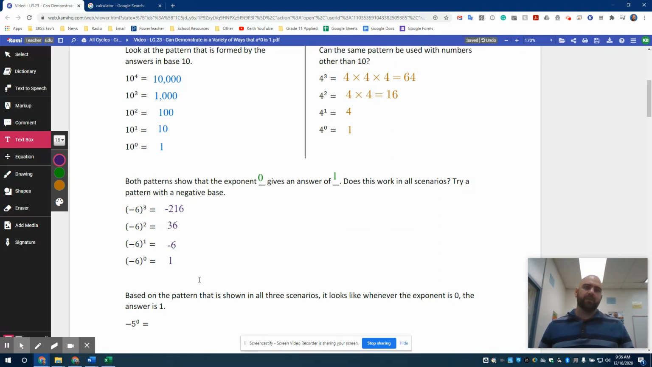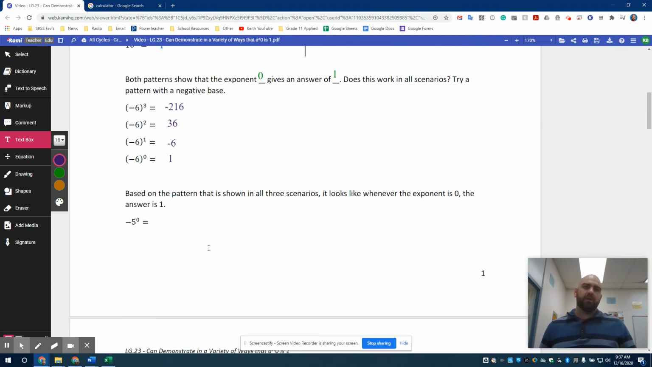It is 1. Okay. Based on this reasoning that we have here, we can assume, based on the pattern that is forming, here we divided by 10 every time, here we divided by 4 every time, here we divided by negative 6 every time. Based on that pattern, anytime we have a power to the 0 exponent, our answer is 1. Now, based on this pattern that is shown in all scenarios, it looks like whenever the exponent is 0, the answer is always 1.